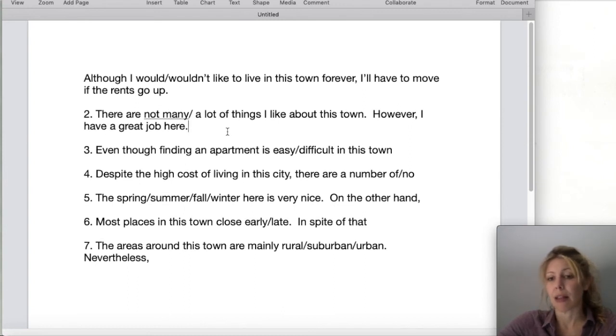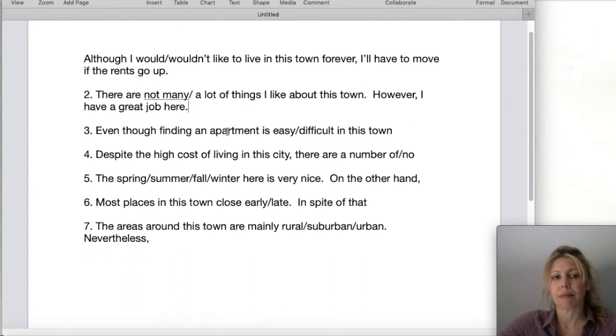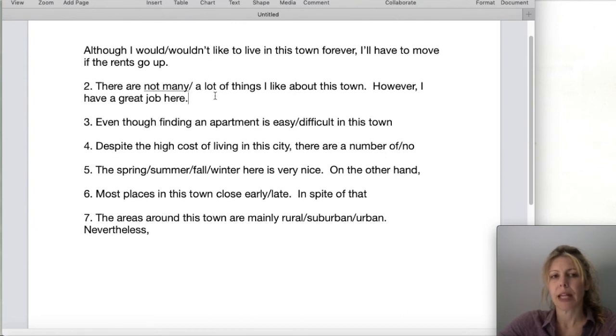Okay, so you could say that. And for the answers here, I will have some other examples that you can read here. There's a lot here. We're just going to put one example, but I'll include a few more in your answer key. All right, number 3, even though finding an apartment is easy or difficult in this town, what?